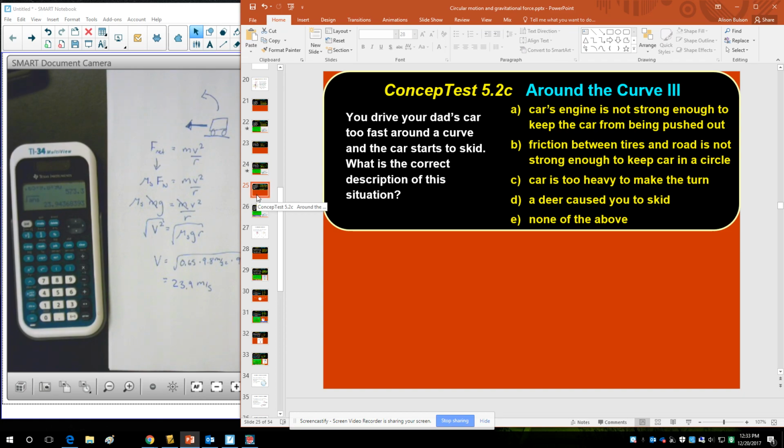So now imagine, for those of you who are 16, on the holiday break, you drive your dad's car too fast around a curve. I hope you won't do this. And the car starts to skid. What's the correct description of this situation?